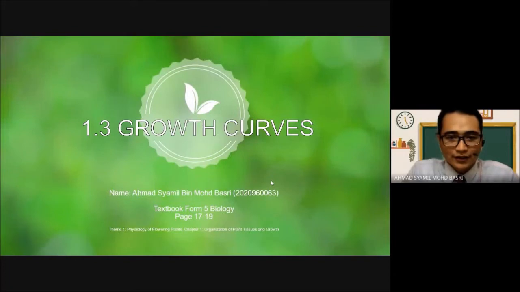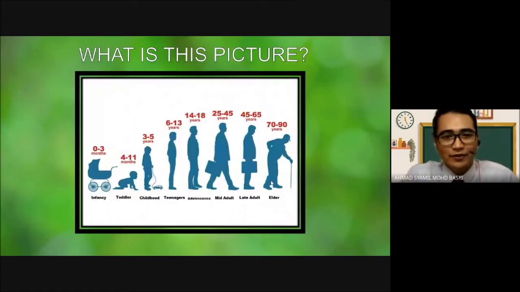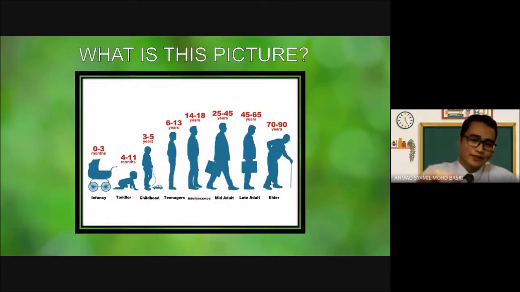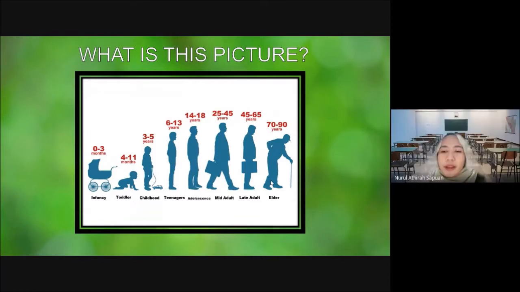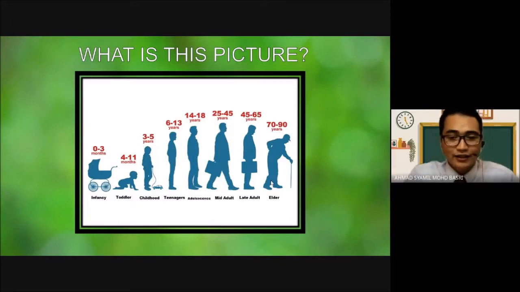So, first of all, before we start, I want to ask you guys what this picture is about. Sir, I think this picture is about the human growth life cycle, sir. Yes, that's correct, Athirah. It is the human growth life cycle. We can see they have their type, stage, and the duration of the years depending on their stage. So, what about the plant?